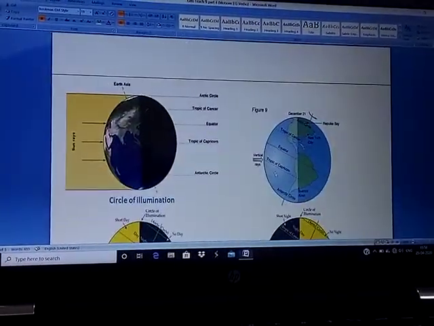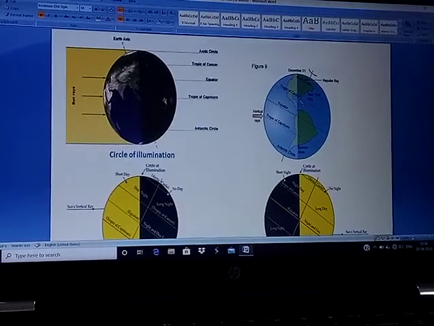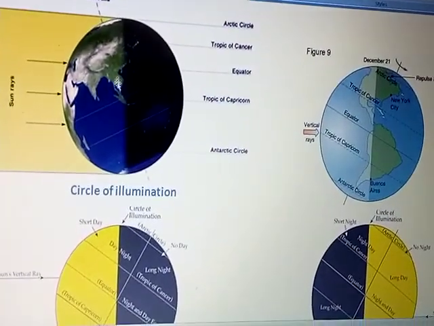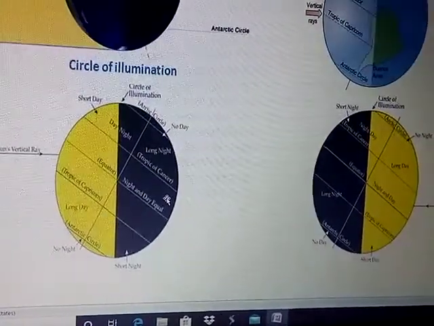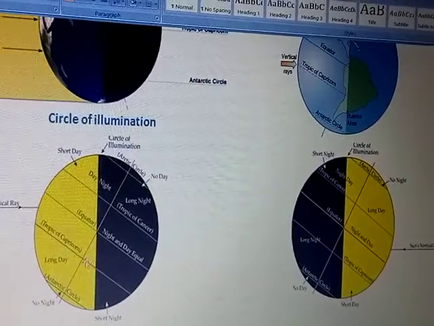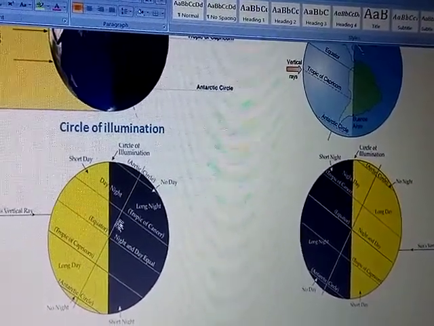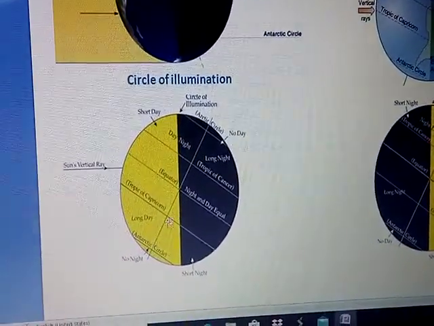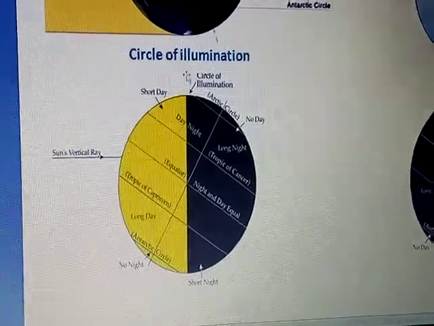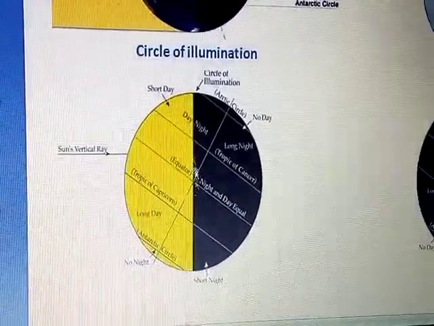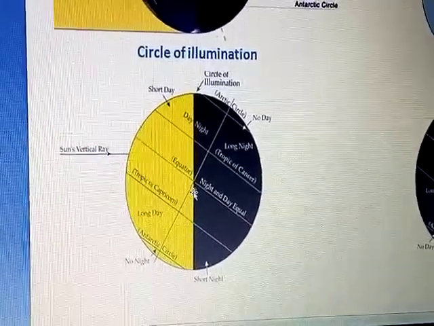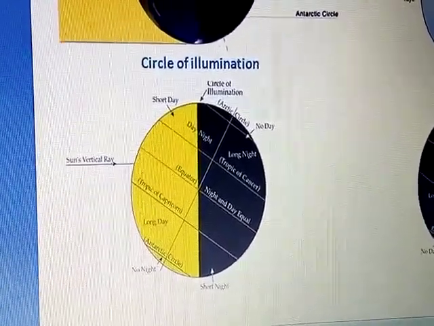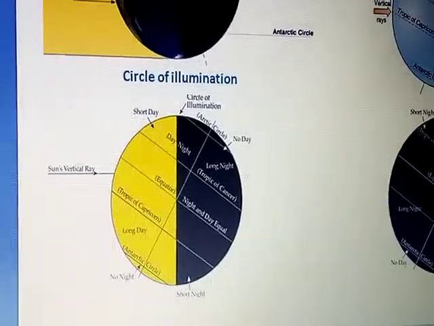We don't feel it. Once again, you can see this is the earth, and you can see the circle of illumination. This is the circle of illumination. This is the axis. Do not get confused with the axis. The axis doesn't make the day and night line. It is the circle of illumination that makes day and night. The sun is coming from this side, so this part will be day.